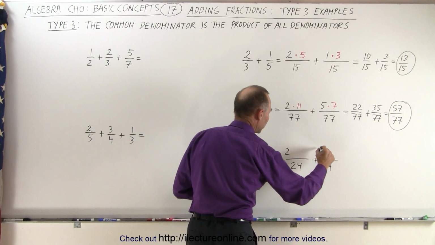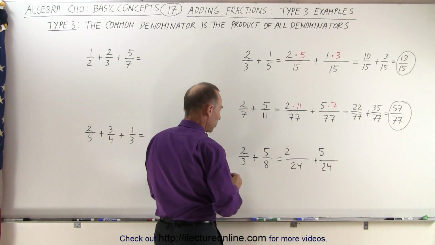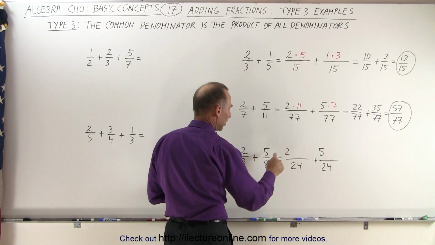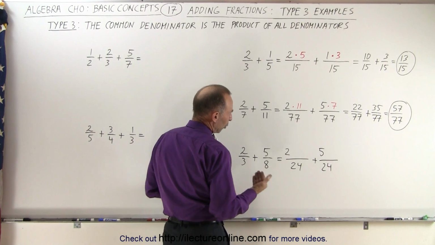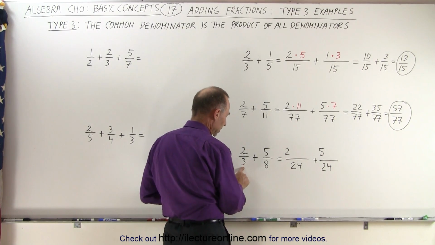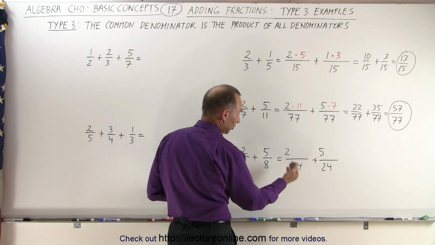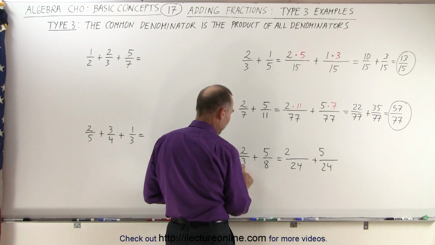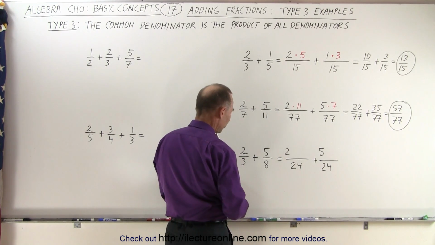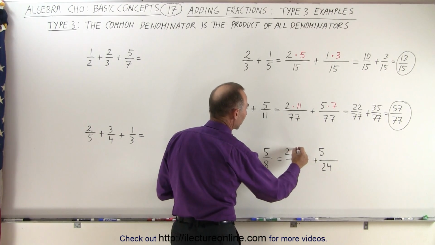Let's write down the numerators. And again, the pattern is that we multiply this numerator by the denominator of the other fraction. Or you can ask yourself the question, 3 goes into 24 how many times? Which is 8. And since we multiplied the denominator by 8 to get 24, we must multiply the numerator by 8 to get 24.